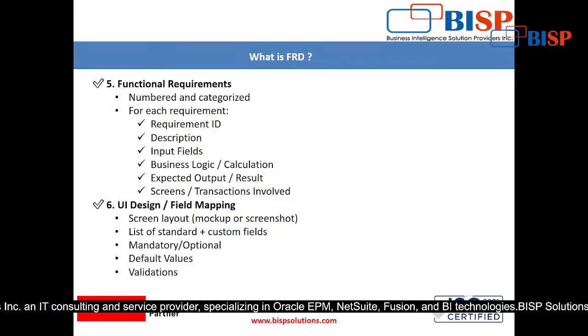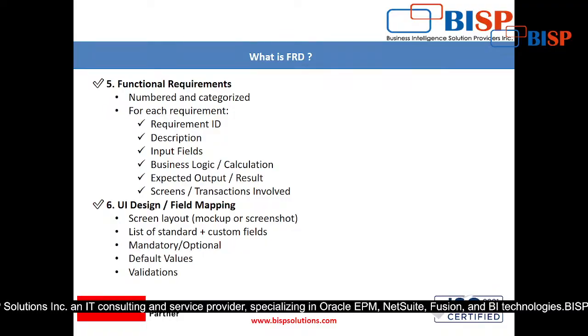Default values: what should be the default value for that? For example, at the line level, whenever you select an item, automatically quantity 1 is taken. Now do you want to make it 2, 3, 4? Because there are some items which can't be sold singly, so they should be sold in pairs or in some other multiple. So default values are there.